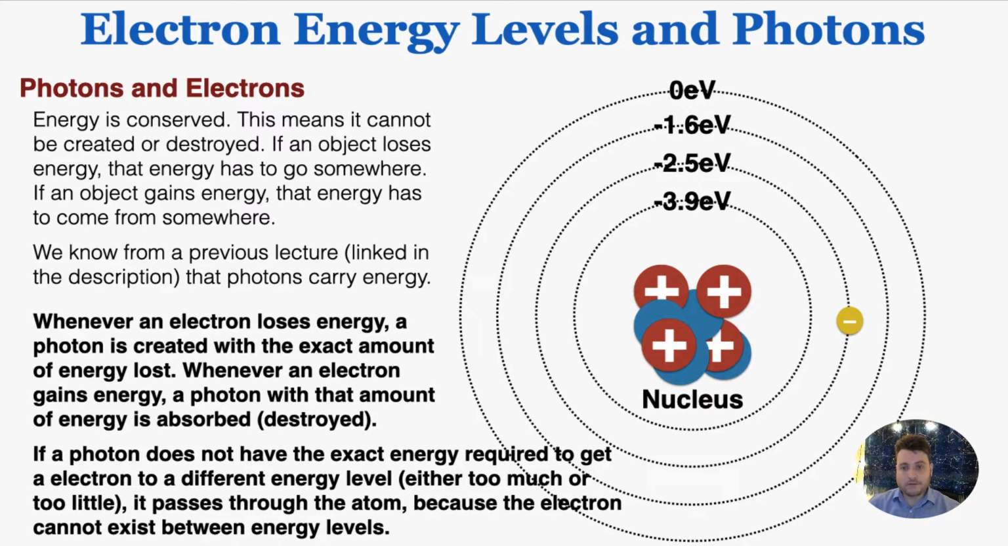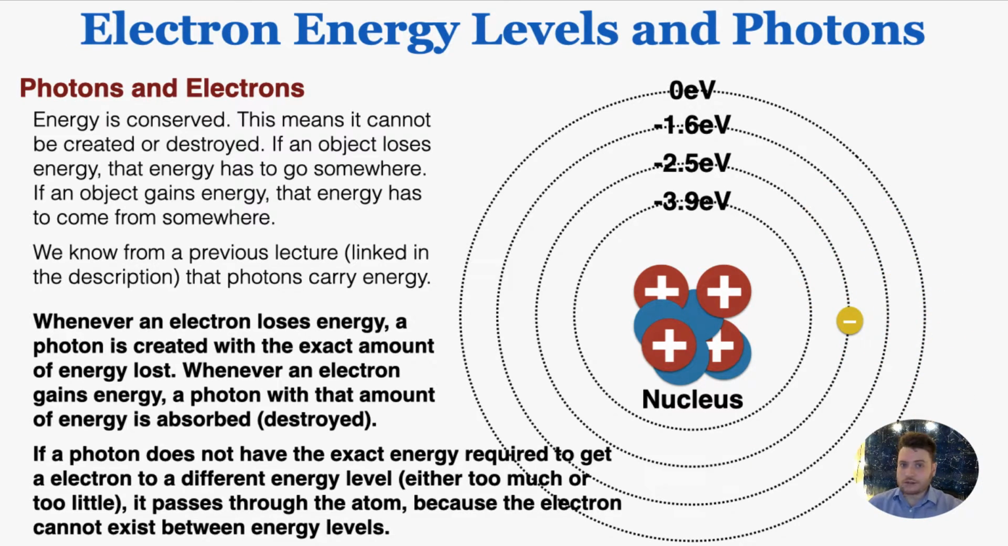For example, if a photon impacted this atom carrying 0.5 electron volts, right now our electron is at negative 2.5 electron volts of energy. That additional 0.5 electron volts would be enough to get it to negative 2 electron volts, which exists between energy levels. And we know that the electron cannot exist between energy levels, that's not allowed. What that means is that the photon will not be absorbed by the atom because if it were absorbed, the electron would do something that's impossible. What happens instead is that the photon just passes right through the atom and continues moving.